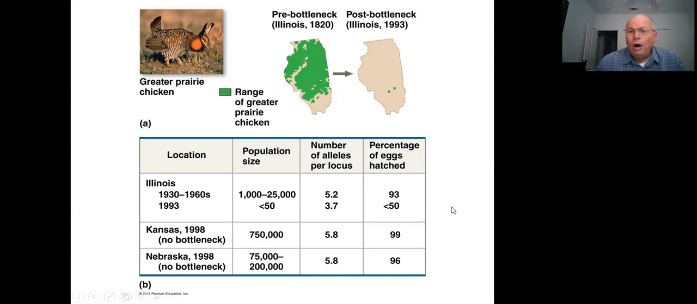And this is why maintaining biodiversity, maintaining habitats and maintaining high populations of individuals in those habitats is really important for the success and survival of threatened species.